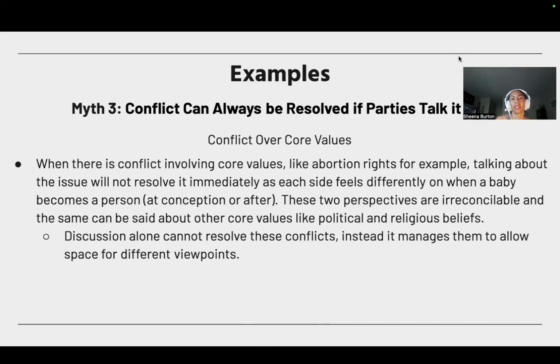Myth three, conflict can always be resolved if parties talk it out. Conflict over core values. When there is conflict involving core values like abortion rights, for example, talking about the issue will not resolve it immediately, as each side feels differently on when a baby becomes a person, at conception or after. These two perspectives are irreconcilable, and the same can be said about other core values like political and religious beliefs. Discussion alone cannot resolve these conflicts. Instead, it manages them to allow space for different viewpoints.